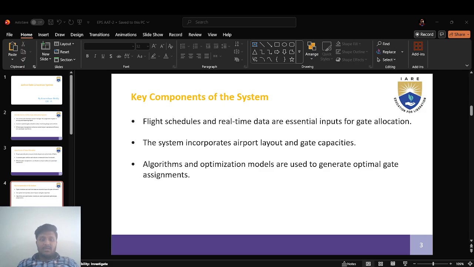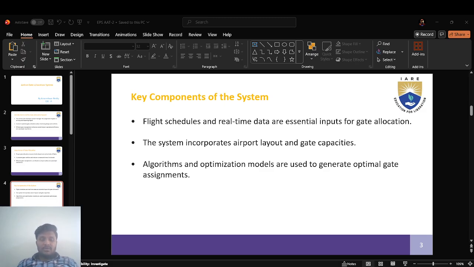Second one is airport layout and gate capacities. Each airport has a limited number of gates, and some gates can only handle certain types of aeroplanes, for example, small versus large planes. The system also knows the distance between gates, taxiways, and terminals, which helps in making assignments more efficient and convenient for passengers.